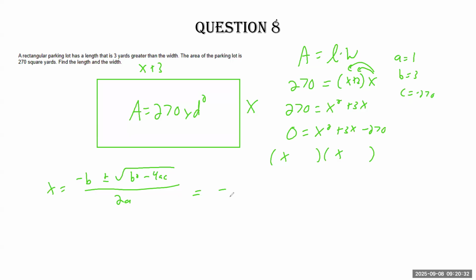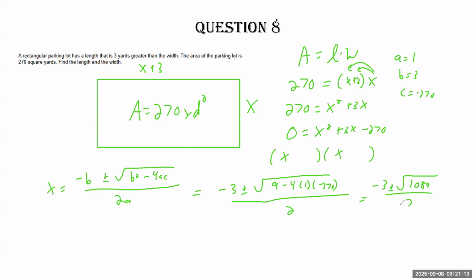So this is -3 plus or minus the square root. 3 squared is 9 minus 4 times 1 times minus 270, all divided by 2a, which is 2. Okay, so -270 times -4 is 1080. All right, and so this is 1089. So -3 plus or minus the square root of, this is minus and negative, so plus 1080, is 1089, divided by 2.